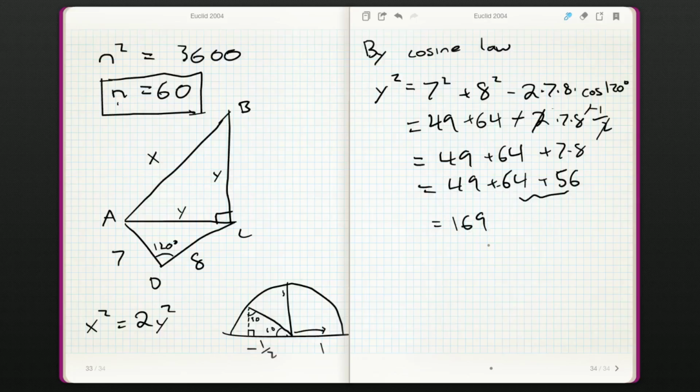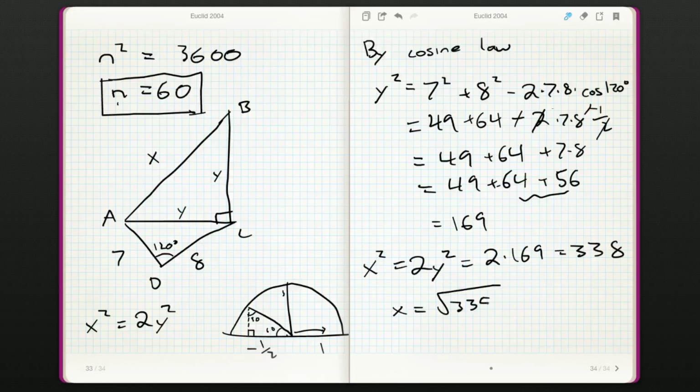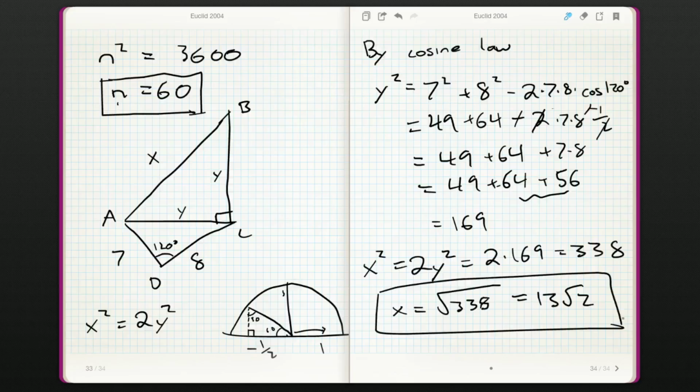Nifty. Okay, now I could solve for y being 13, and that would be perfectly acceptable. But we don't actually need it. If you look down here, we just need 2y squared. So x squared is 2y squared. So that's going to be 2 times 169. 8, carry the 1, it'll be 338. So x is the square root of 338. But if I just square root this 2 and this 169, I get 13 root 2. And that would be what I put in. X is 13 root 2 is probably the simplest way to write this.